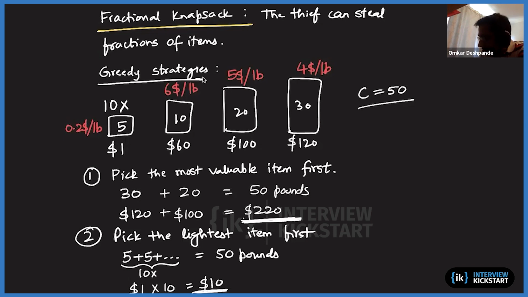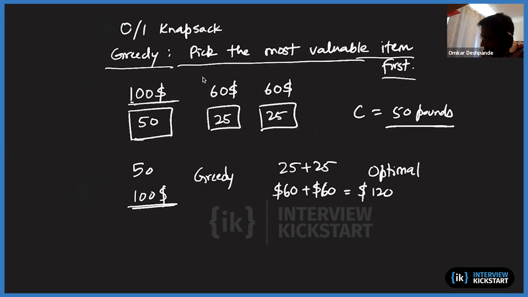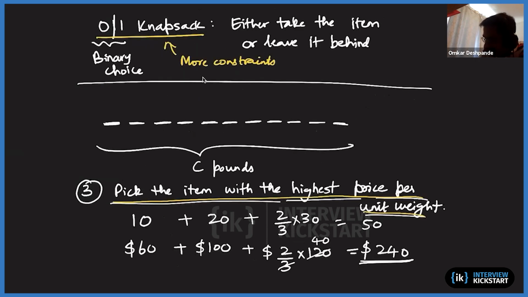So our value here for the 0-1 knapsack would just be 60 plus 100 plus 4 times 1, I think. So 164. That's what the third strategy would lead to.